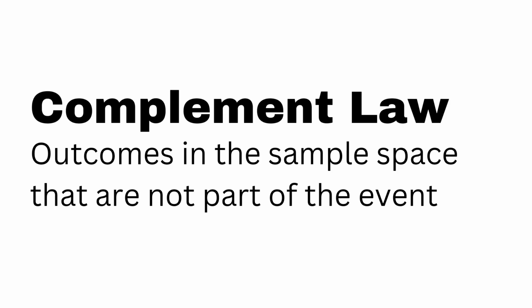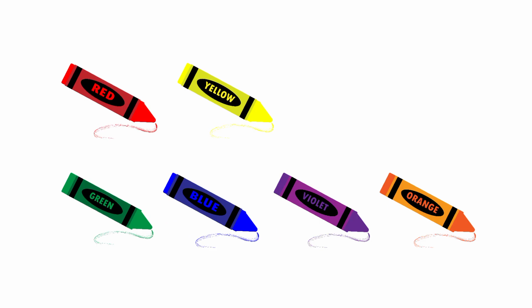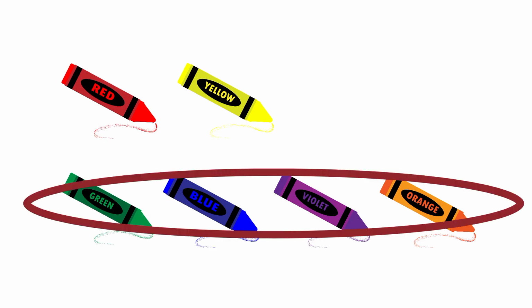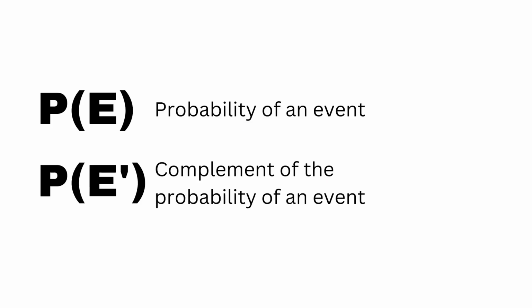Lastly, the third law of probability is the complement law. The complement law states that if we have an event, then the outcomes of its sample space that are not part of the said event are its complement. For example, we have a box of crayons with red, yellow, green, blue, purple, and orange in it, and our event is getting a red or a yellow crayon. Then the complement of this event are those that we are not getting, namely from green to orange. We denote the probability of an event as P of E, while the complement of an event is P of E prime, with an apostrophe.